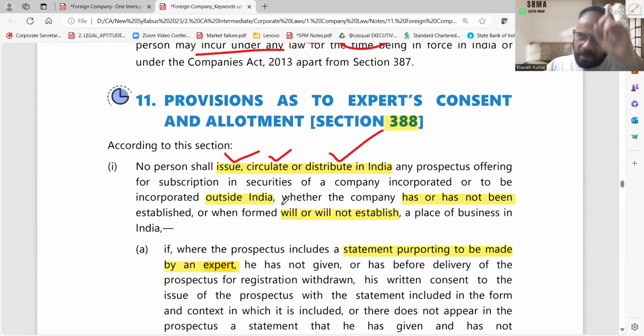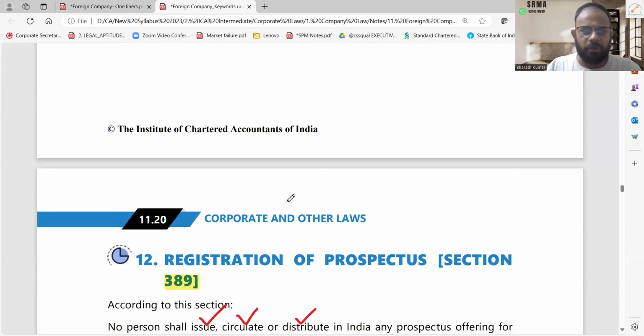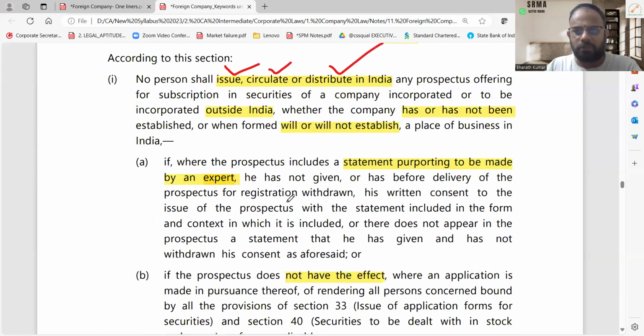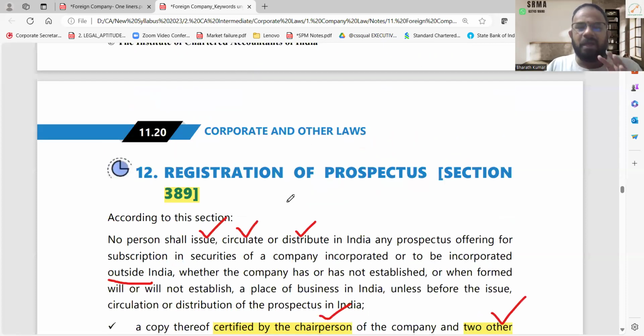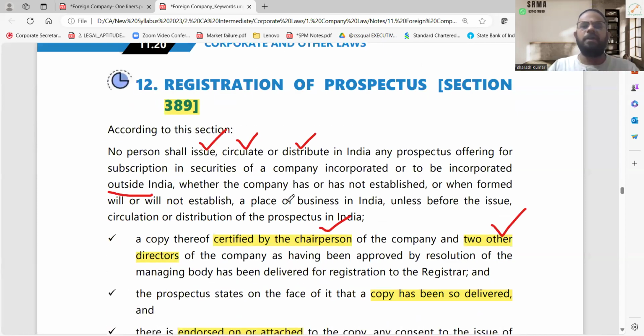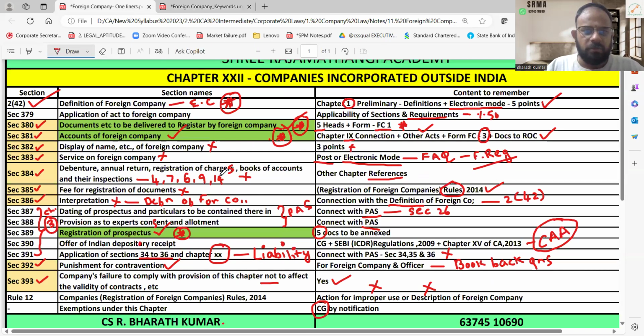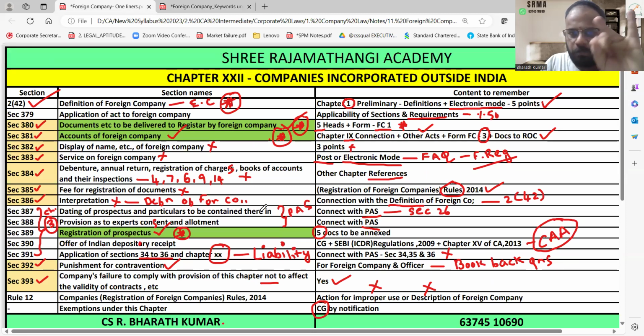Expert statement: again, go to the prospectus chapter and read about this. Experts consent and allotment, relating the same, mutatis mutandis will apply to foreign company as well. So there is nothing I am going to discuss, because there are hardly 2 points. You can glance at this. Registration of prospectus is very, very important. I have already told you, see the sheet, what all was covered. Documents are important, accounts are important, because so many connections will be given.